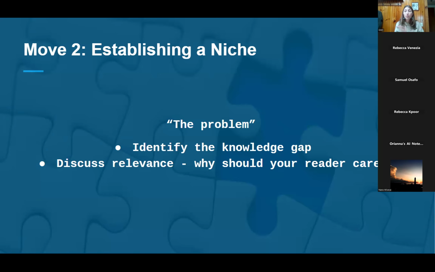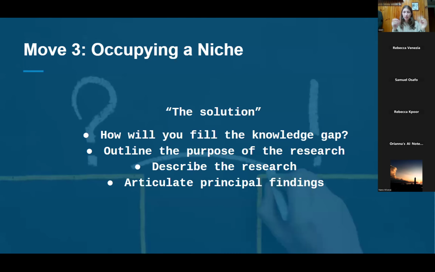We will go through an example together in a little bit, and we can talk about how they do this. But generally, this is another way in your introductions as well. You want to identify this space that hasn't been researched before, so that you really set yourself up well for the next part, which is occupying this niche. This is how your research fills the knowledge gap. What do you do to answer these outstanding questions in your field? This is the solution.